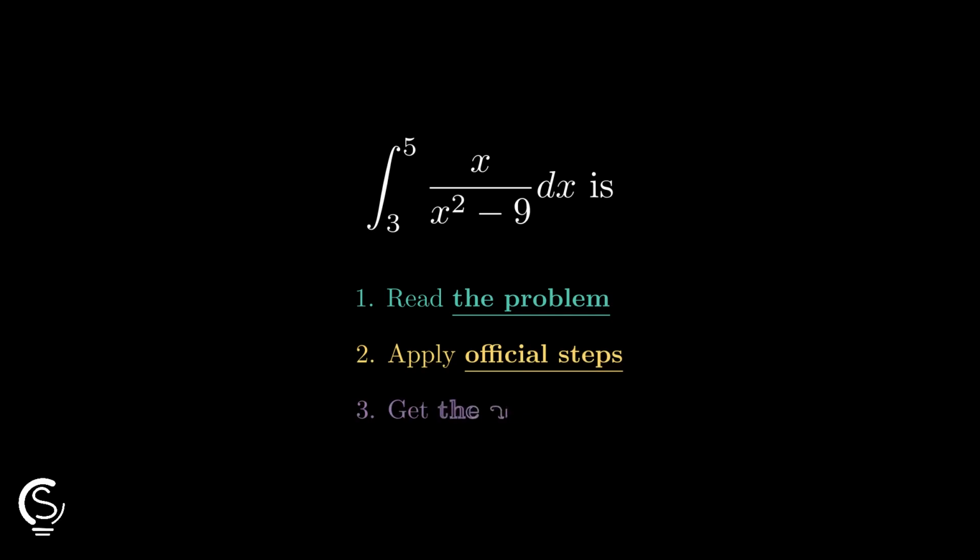I got your back. Integrating x over x squared minus 9 from 3 to 5 looks easy, but there is a hidden trap waiting for you. Let's solve it.